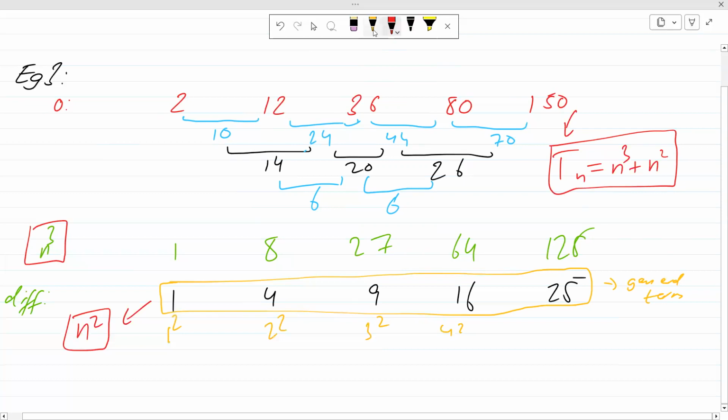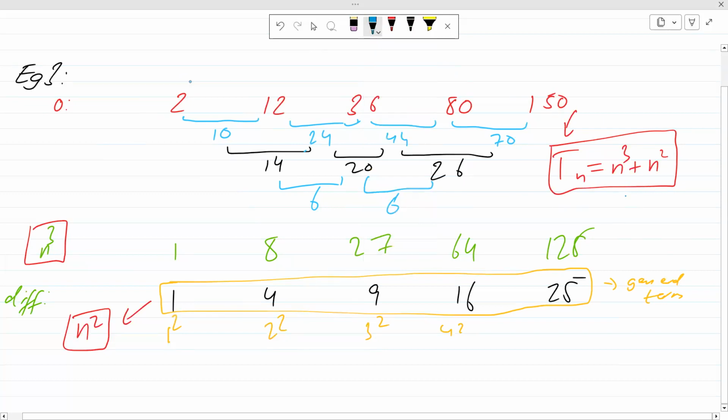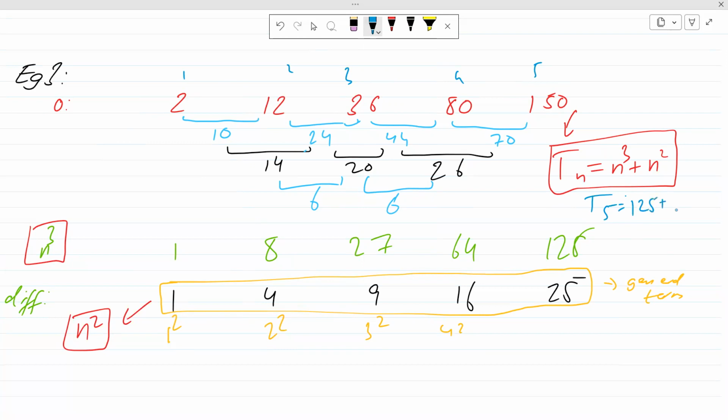Fantastic. And let's check. For example, let's find the fifth term. 5 cube is 125. 5 square is 25. So this is 150. It's matching the fifth term, matching the answer. Okay, these sequences are very important.